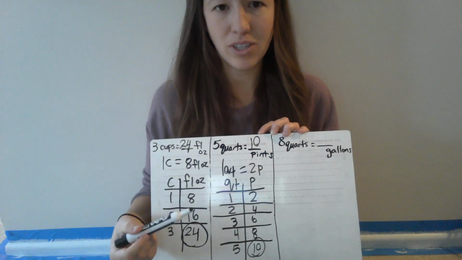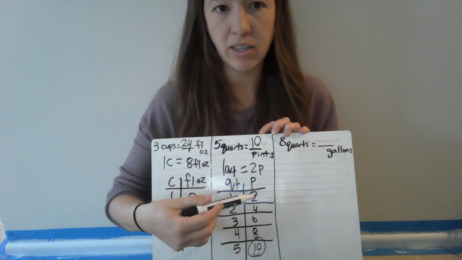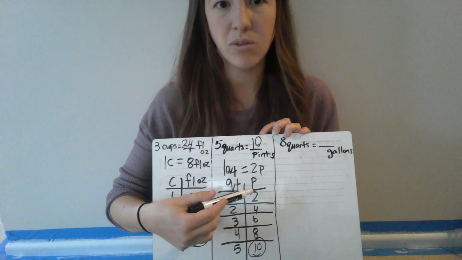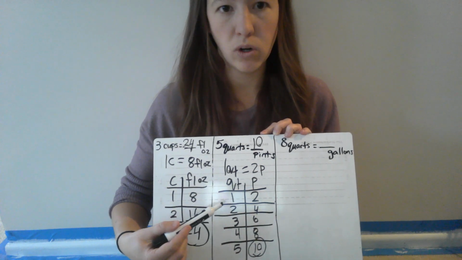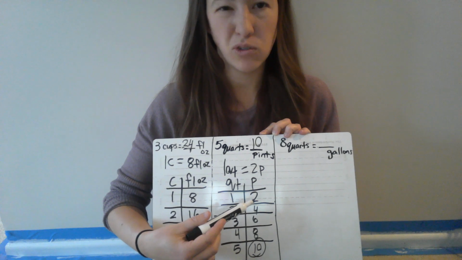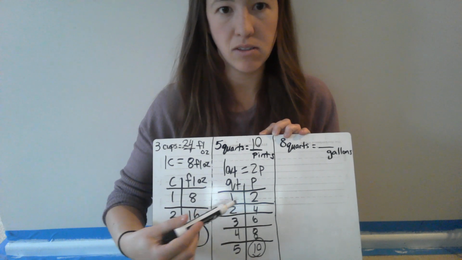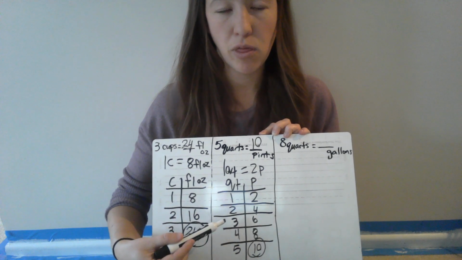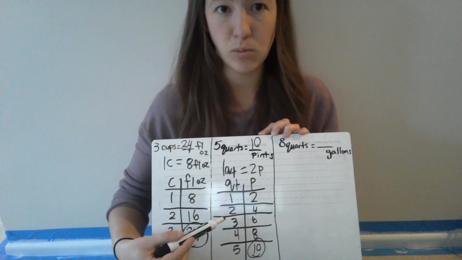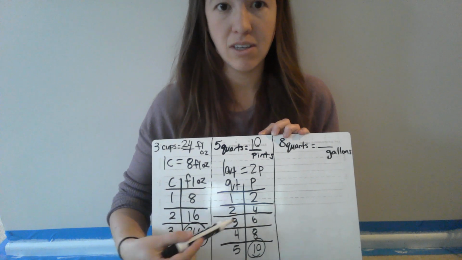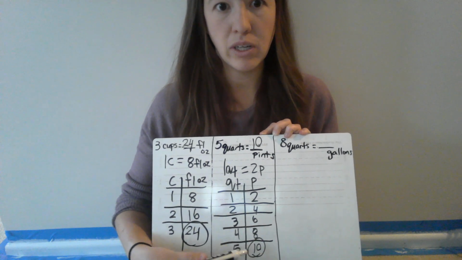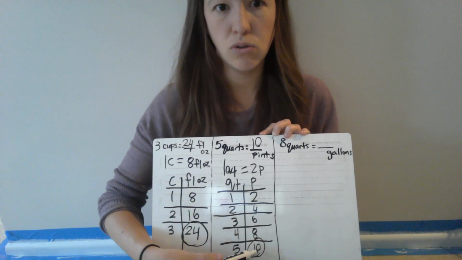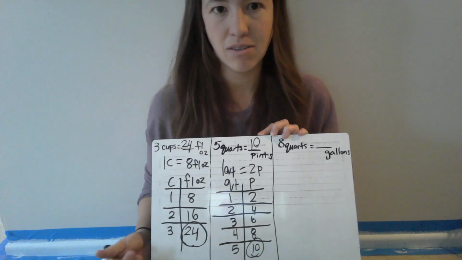Now I'm also noticing that the relationship between quarts and pints is that you need 2 times as many pints, right? Because if I have 1 quart, I need times 2 of that, which is 2 pints. If I have 3 quarts, I need times 2, which is 6. And if I have 5 quarts, 5 times 2 is 10. So I need 2 times as many pints as quarts.